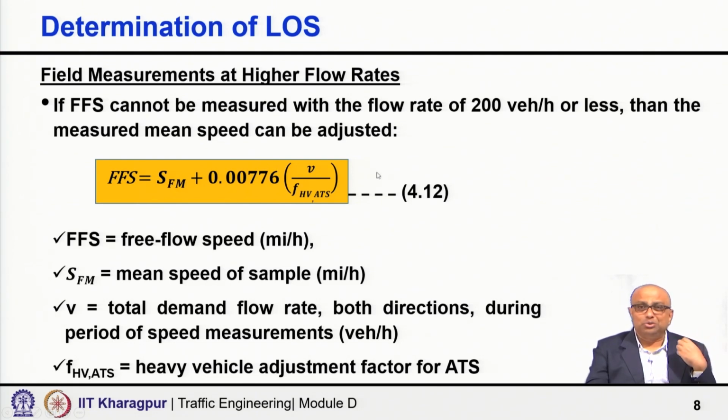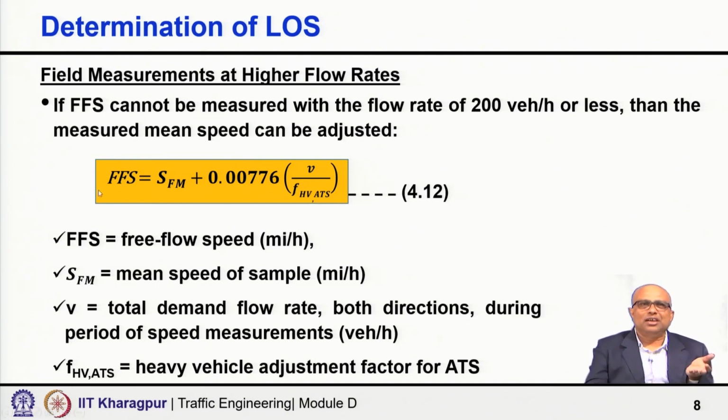What do we do then, and how can we use it? We can still use that measured speed and estimate the free flow speed by applying necessary corrections. So, that is what is shown here in this equation. If the FFS cannot be measured at a flow rate within 200 vehicles per hour, then the measured speed needs to be adjusted using this equation.